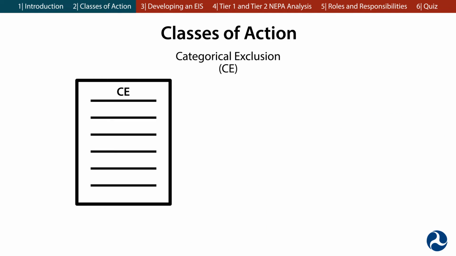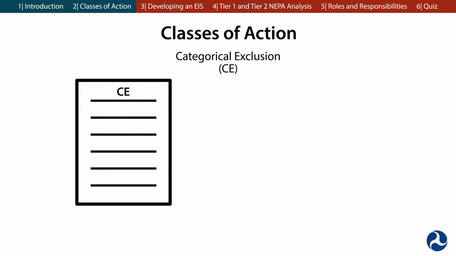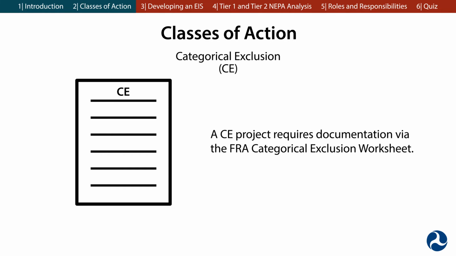Examples of CE projects would be the maintenance of existing railroad equipment, tracks and bridges, or communications and signaling equipment. Instead of documenting the environmental analysis and crafting a decision document, a CE project requires documentation via the FRA Categorical Exclusion Worksheet to document that there are no significant impacts.